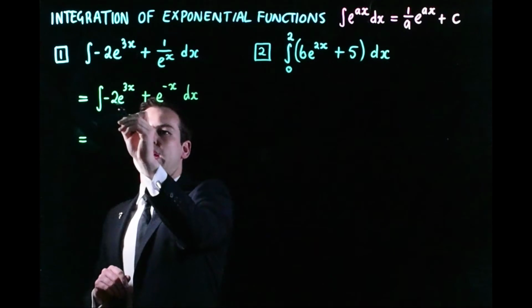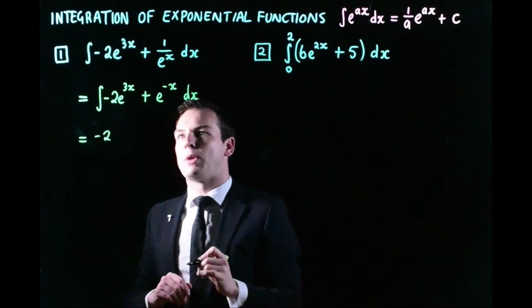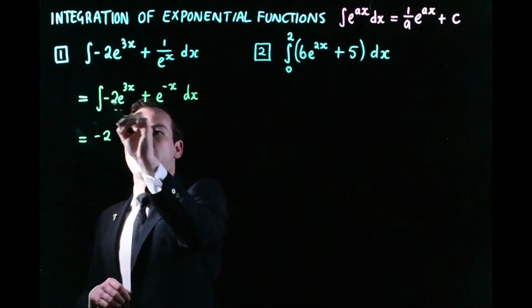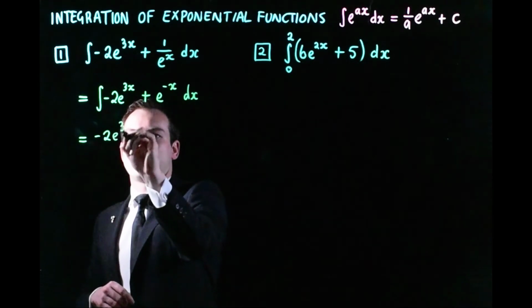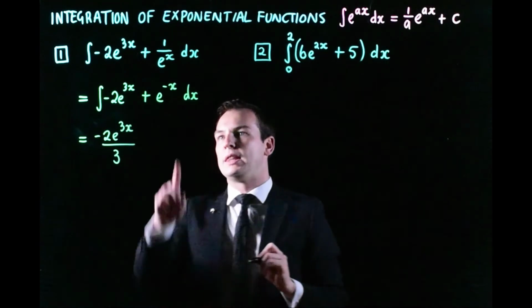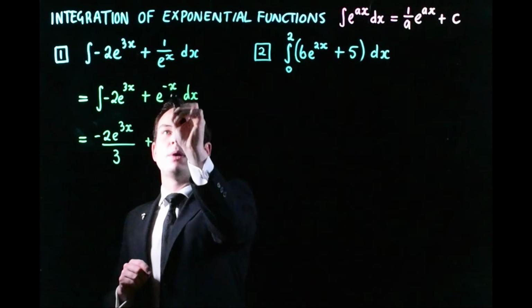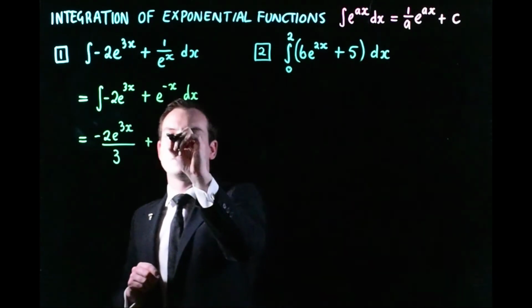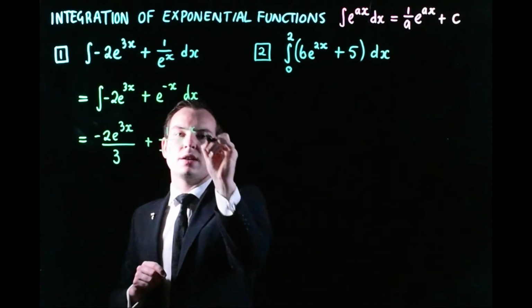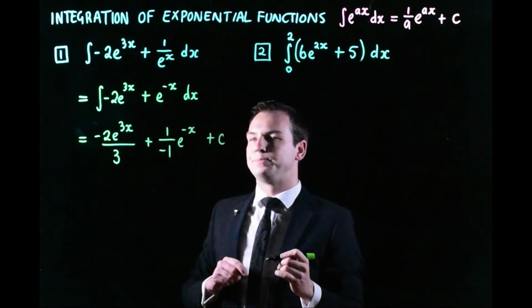The integral of negative 2e to the power of 3x is going to be minus 2 will stay there. It's multiplying the function, so it will also multiply the integral. So we have minus 2 times e to the power of 3x, and we divide by the new power of 3. And then for this one, we have plus, and we're going to divide by the coefficient of x, which is negative 1. So we're going to have 1 divided by negative 1, e to the power of negative x. And then, of course, we have that plus c, which is the constant of integration.